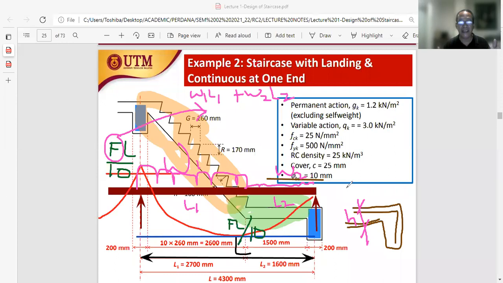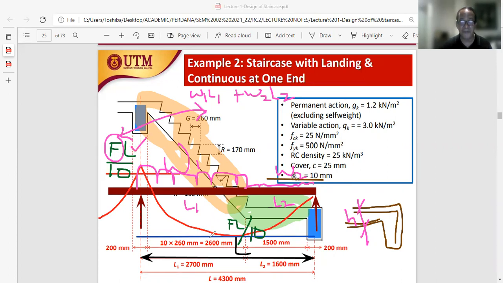Okay, the inclined section, say W1, the horizontal section is W2. The length of the inclined section is L1, the length of the landing is L2. So from here, to obtain the value of F, we need to combine both values. Therefore, the total load on the beam or on the staircase, the overall loading would be W1 L1 plus W2 L2 to obtain the value of F. Once we have obtained the value F, we know the value of L.